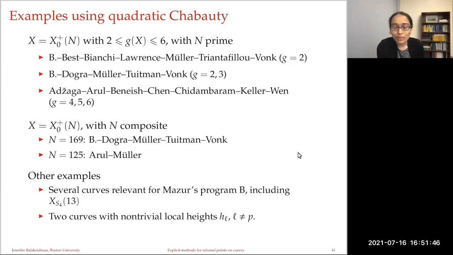And of course, it would be very interesting to extend all of this to handle curves where we have more interesting non-trivial local heights. I think those are all the tools that I wanted to mention for handling rational points on curves. And thank you very much for your attention. I'll stop here.